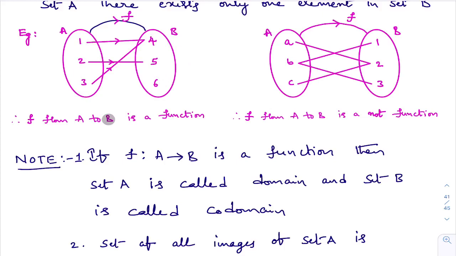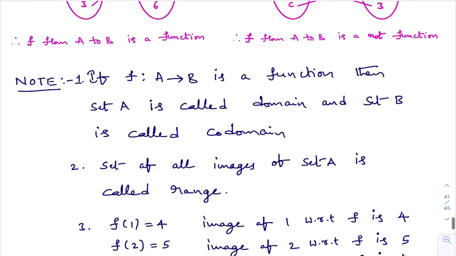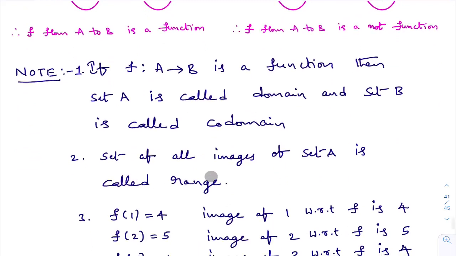What about domain and codomain of this example? First of all, this is not a function. When it is not a function, we do not discuss domain, codomain, range, all those things. If f from A to B is a function, then set A is called domain, then set B is called codomain. And one more thing, this function is also known as mapping.